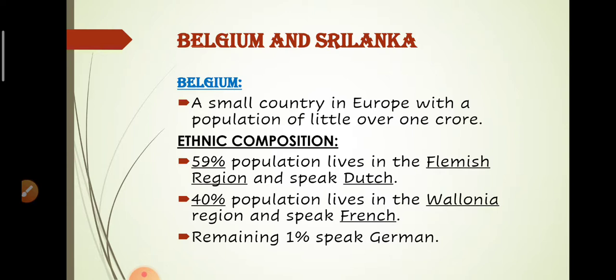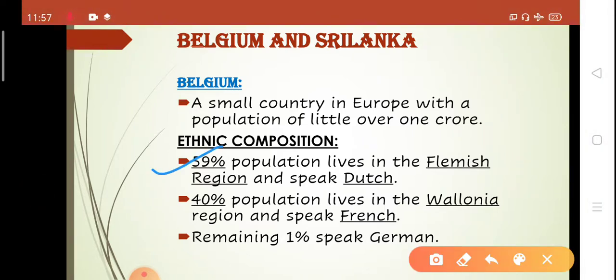when we are talking about the ethnic composition, we already discussed this point. 59% of the population speak Dutch and live in the Flemish region. Which was the Flemish region?